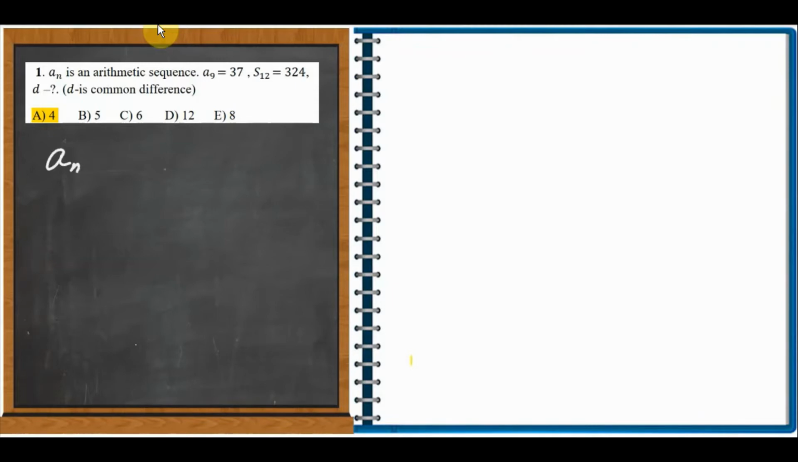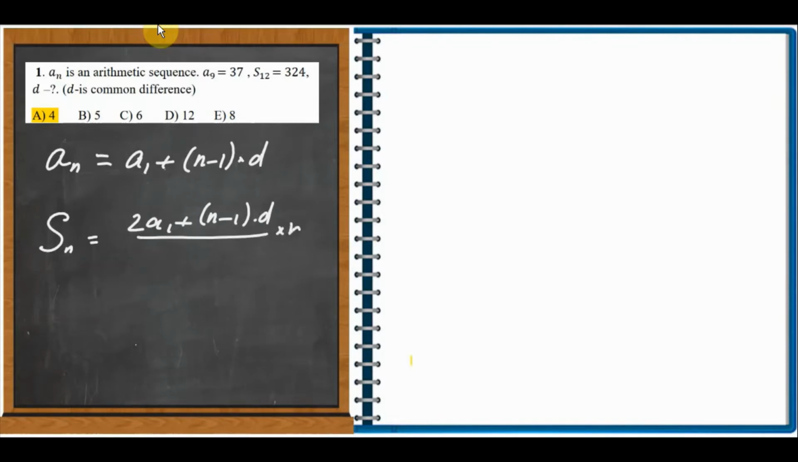Nth term formula: An equals A1 plus n minus 1 multiplied by d. The sum of the first n terms of the arithmetic sequence is Sn equals 2A1 plus n minus 1 times d, multiplied by n divided by 2. Let's apply these formulas to our question.